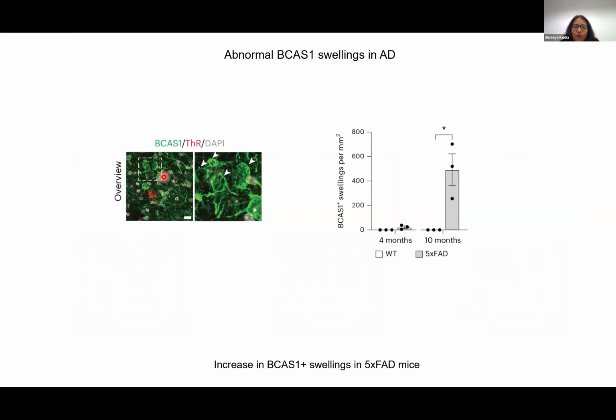They had abnormal morphology, they were swollen, and we had these holes in the cell, which lacked a DAPI nucleus. I quantified these swellings around the plaques in wild type and 5XFAD animals at 4 and 10 months. And we noticed that they were significantly higher in 5XFAD animals at 10 months. These swellings were absent in wild type mice.